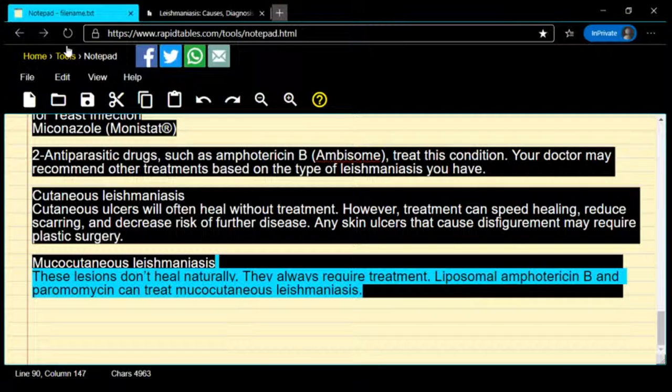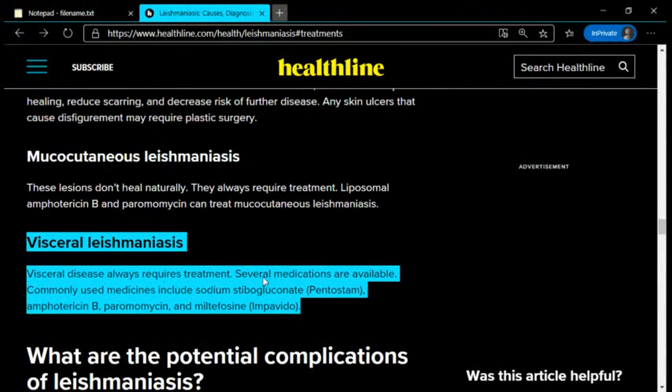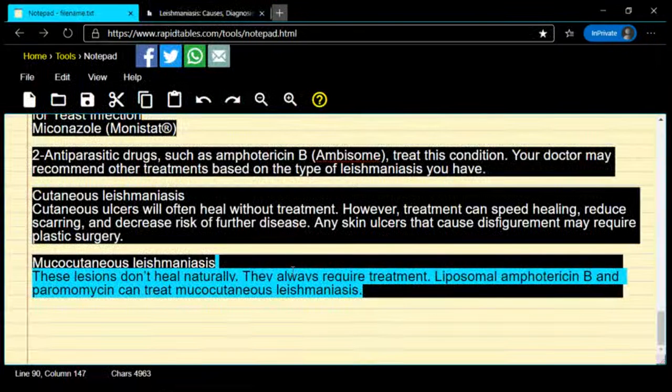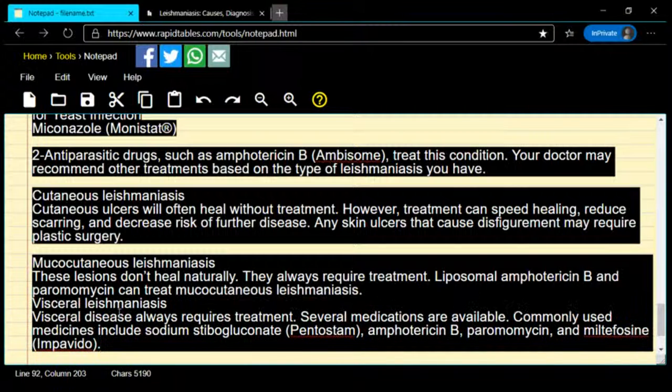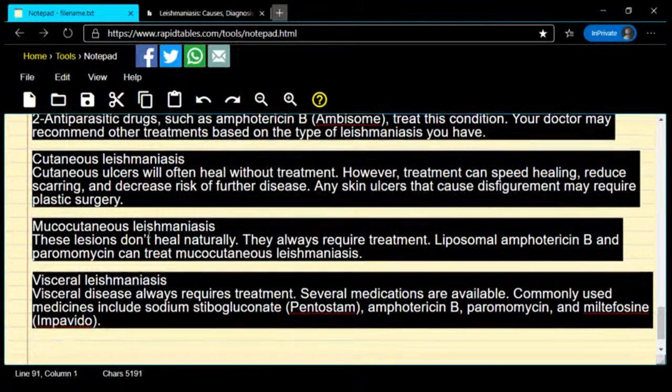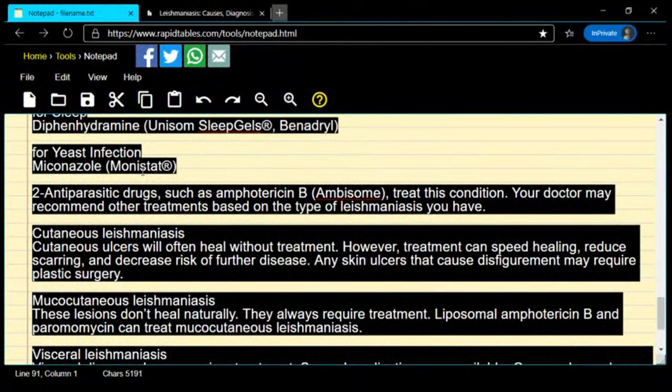What about the visceral leishmania, which is the most important? How can we treat it? We can write treatment here. Visceral leishmania, like cutaneous and mucocutaneous leishmania, requires treatment in most cases.